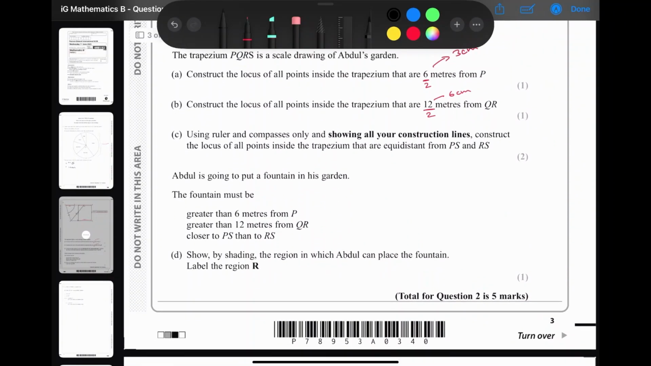Now we can just connect the arc with the common point S. The last one is shading the area left after drawing so much.